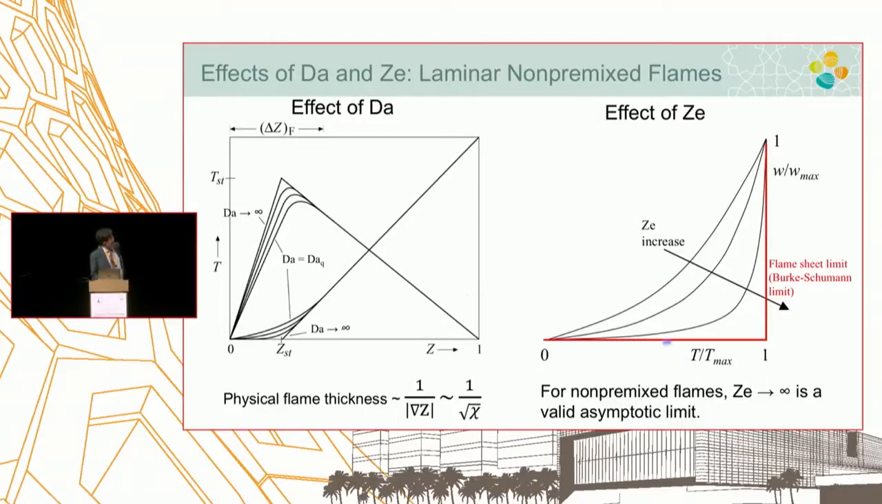And all the rest of the region is non-reactive. So that was actually an important foundation of simplifying the description of non-premixed combustion. In non-premixed flames, therefore, the infinite activation energy, flame sheet limit is a perfectly valid mathematical asymptotic limit. And it is important to remember. We also call non-premixed flame diffusion-controlled combustion.